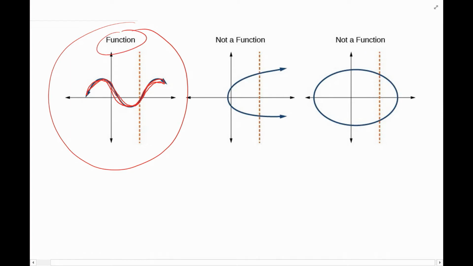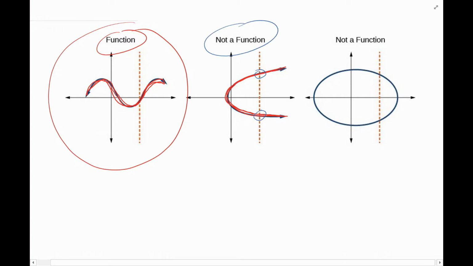Look at this second one though. Here is the graph right here. And look at that dotted line. You see how we have a problem with that dotted line because it's hitting the graph in two places at one time? That can't happen. That's why this is not a function.